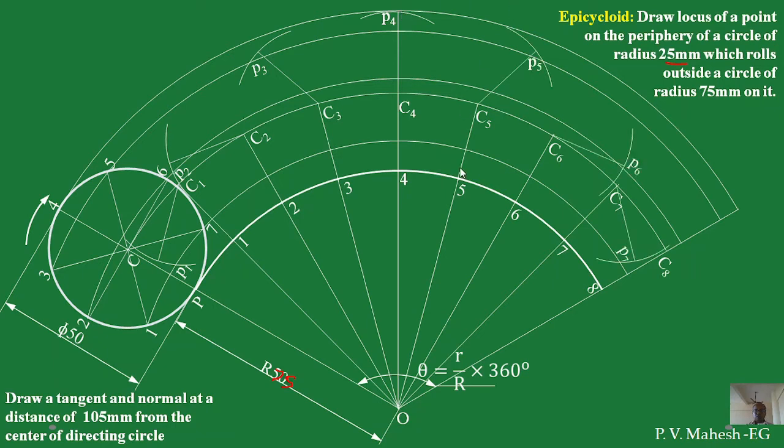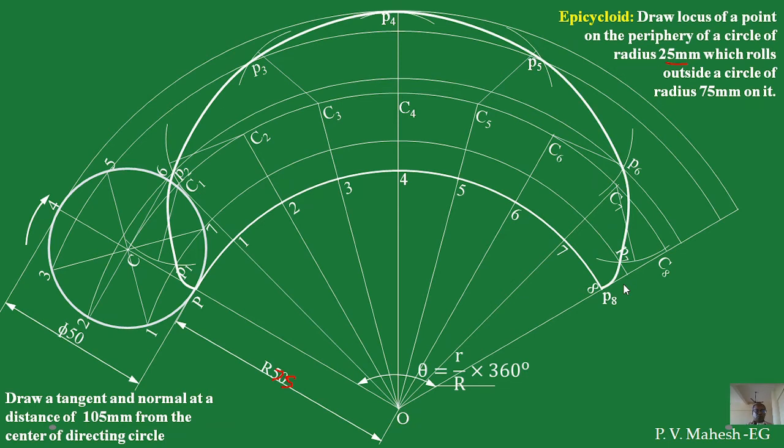With C5 as center, the arc on the line passing through 5, I will get P5. C6 as center, the line passing through 6 is cut and I get P6. C7 as center and the line passing through 7 is cut, I will get P7. Similarly, I will get P8 here. If I join all these points P1, P2 to P8, I will get the epicycloid.